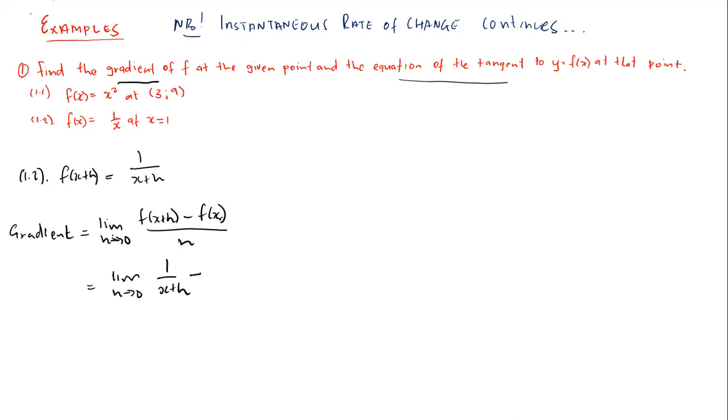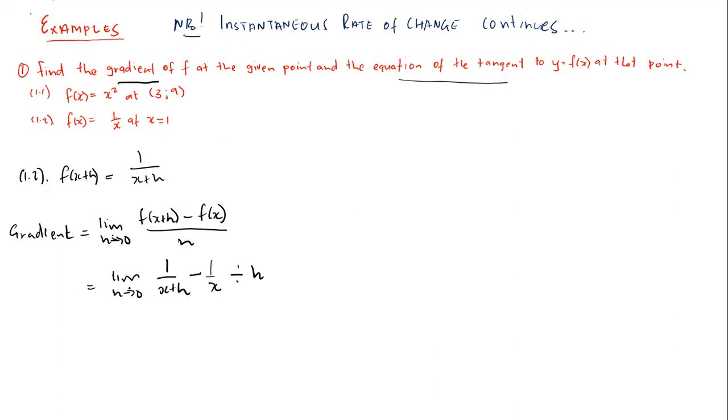Subtract, what is f of x? F of x is most definitely 1 over x, okay? F of x is 1 over x. Now, I don't like doing it that way, so this is what I like to do. This division line, I'm going to write it over here, divide by h. This division line is represented by this division sign.